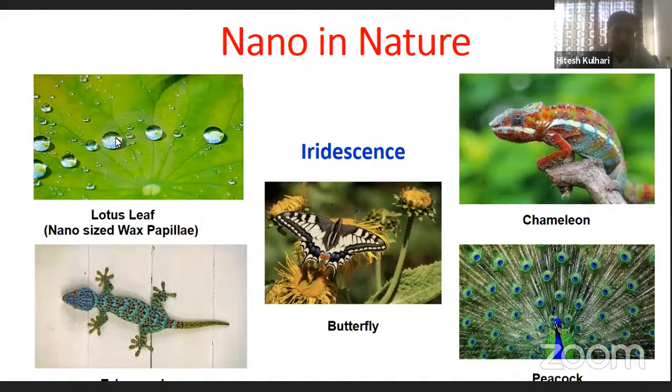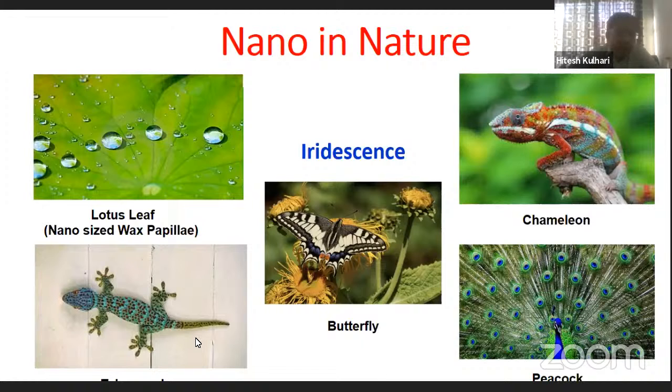If you look at the lotus leaf, it lies on a dirty surface, but still the lotus leaf is always clean. Why is it so clean? Because of the nanosize wax papillae present on the surface of the lotus. These wax papillae have a nanostructure size, which makes them super hydrophobic. Whatever falls on it will immediately form a drop and come out. So the lotus leaf has nanostructure-size wax papillae.